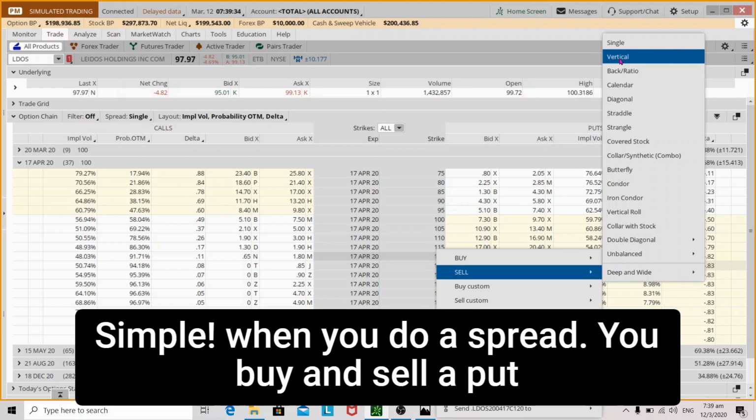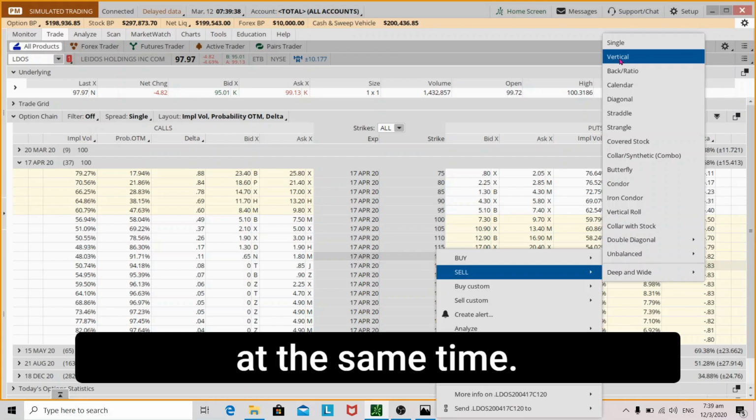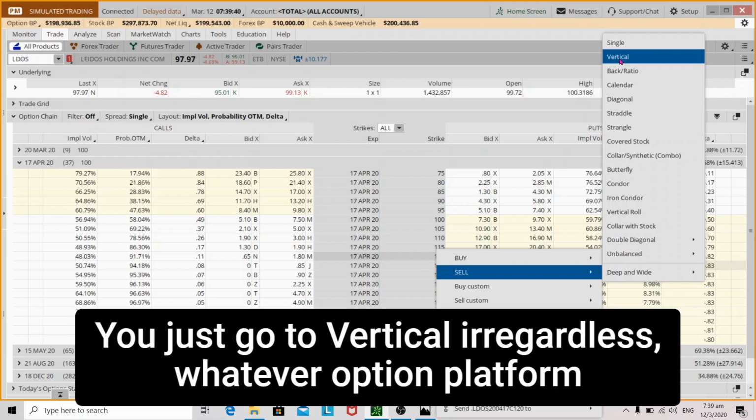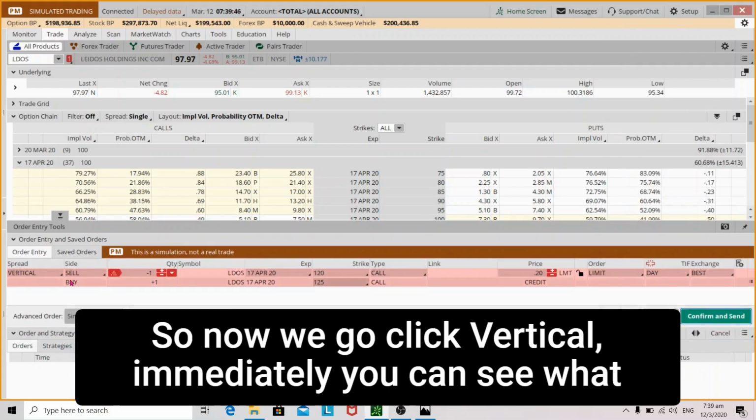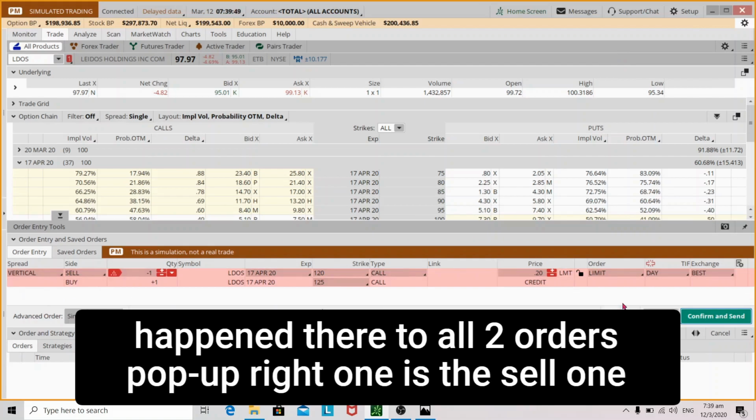Right? That's it, simple. When you do a spread, it means you are entering a buy and a sell order at the same time. You just go to vertical, regardless of whatever option platform you are using. So now we click vertical. Immediately you can see what happened. There are two orders that pop up, right?